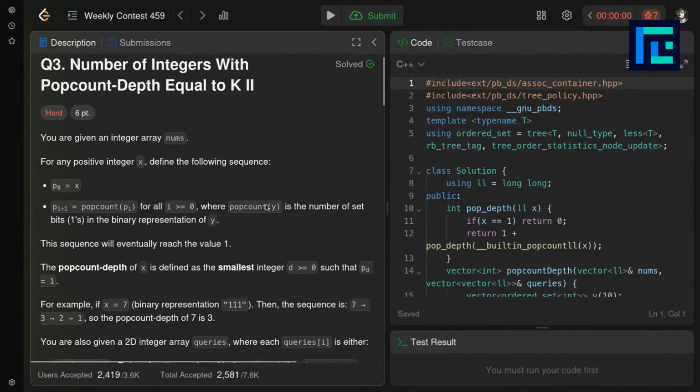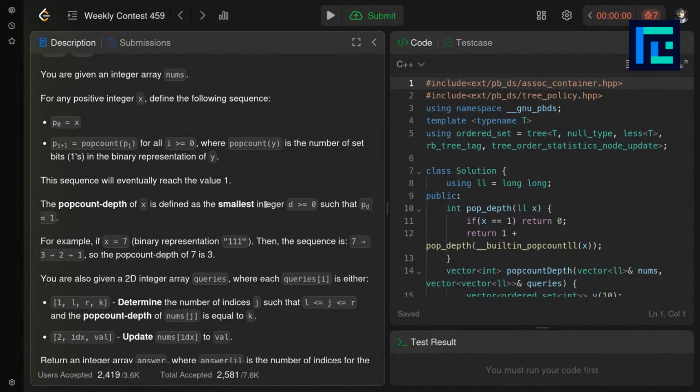So you're given an integer array nums, and for any positive integer x, define the following sequence. P of 0 equals x, and P of I plus 1 equals the pop count of P of I. This sequence will eventually reach the value 1. The pop count depth of x is the smallest integer D such that P of D equals 1. So it's defined a bit complicated. But basically what pop count depth means is, if we repeatedly take pop count, how many times it will take to reach 1.